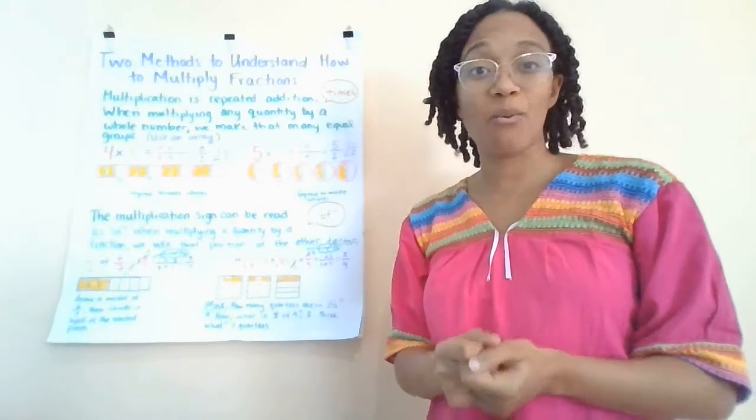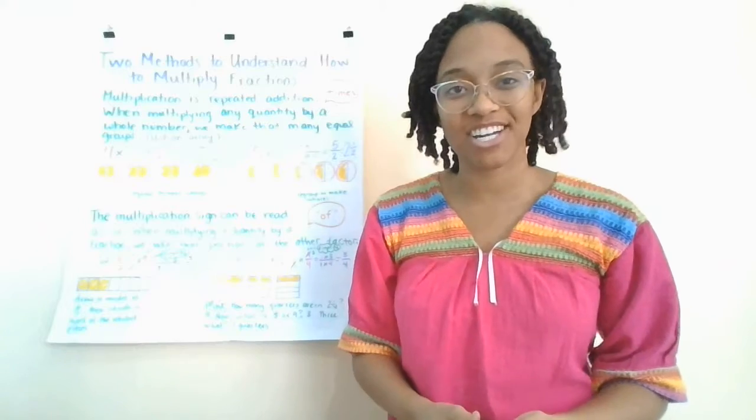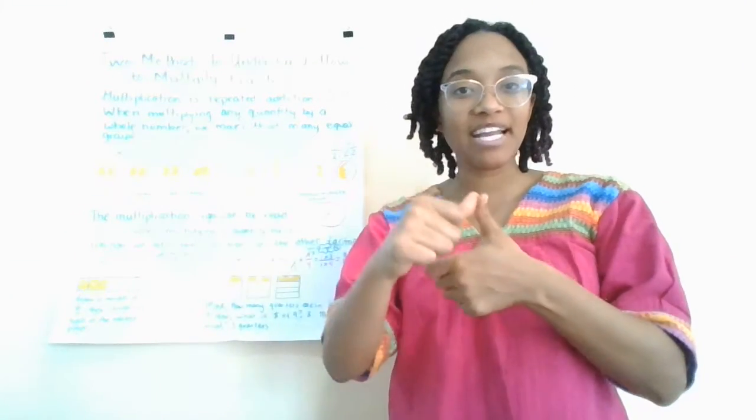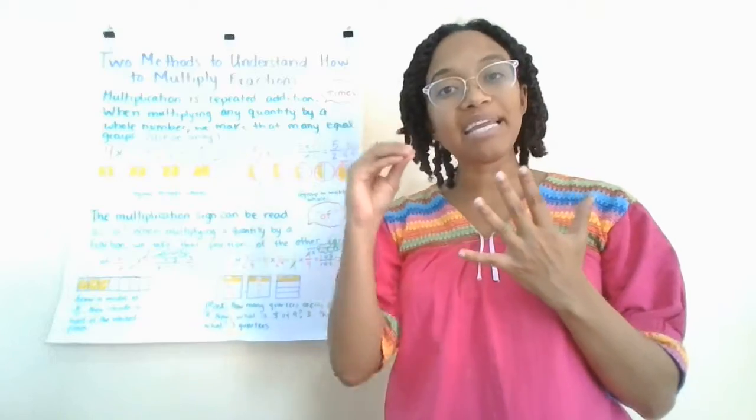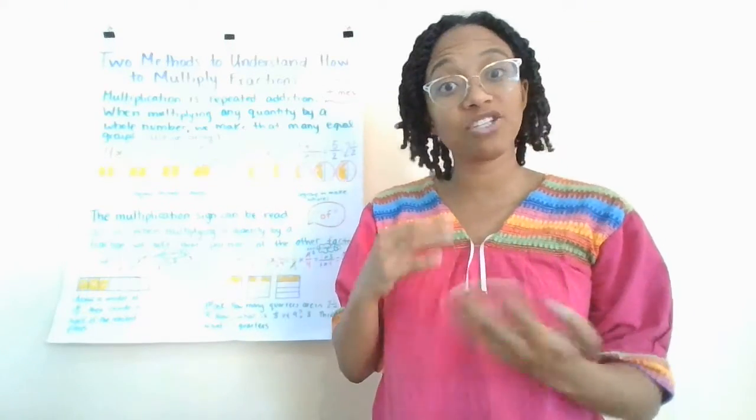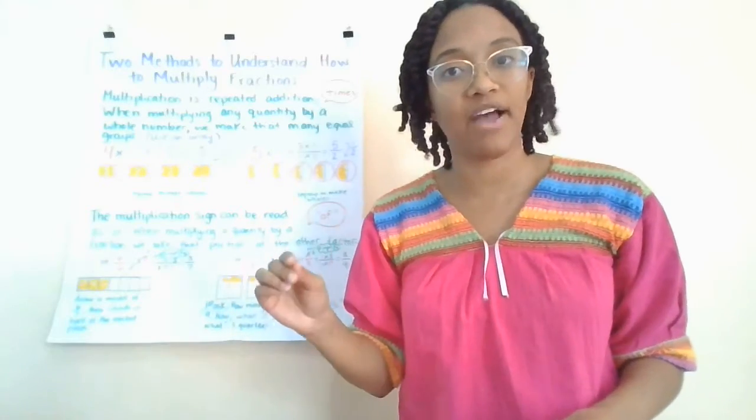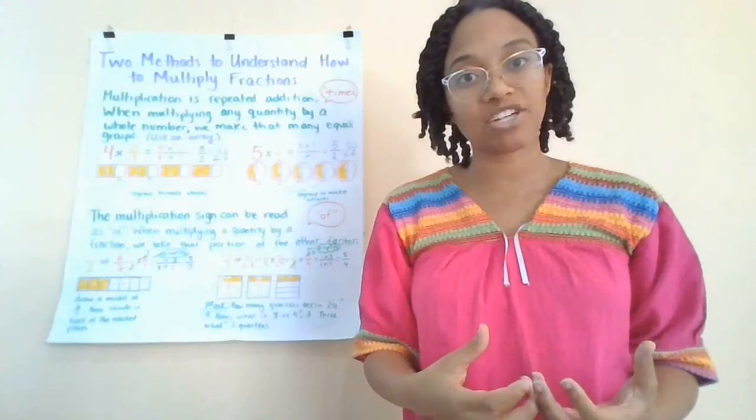First, let's talk about what multiplication is. Multiplication is repeated addition. So when I say 3 times 5, what I really mean is 3 plus 3 plus 3 plus 3 plus 3, 5 times. I'm repeating that same addition 5 times, and to do it faster, we just use this sign and say 3 times 5, okay, which we all know is 15. But how do we do that when we're working with fractions?